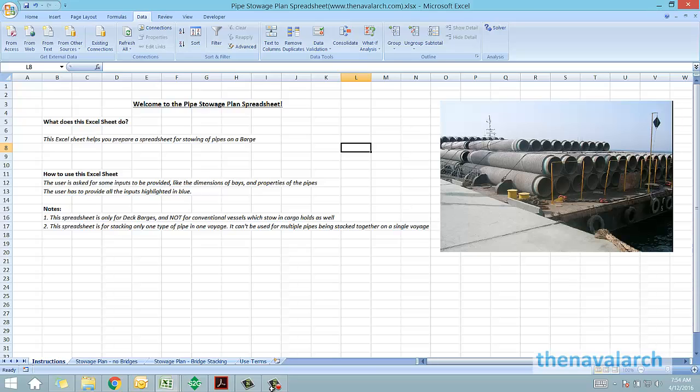Hello and welcome to this spreadsheet for creating a pipe stowage plan on a barge, developed by thenavalark.com. Using this spreadsheet, we can develop a plan for stowing pipes in different bays on a barge. Let's see how it works.